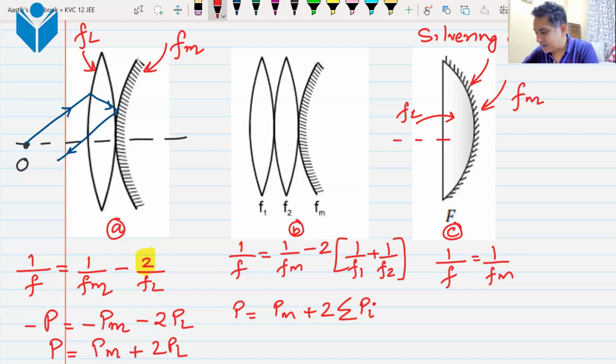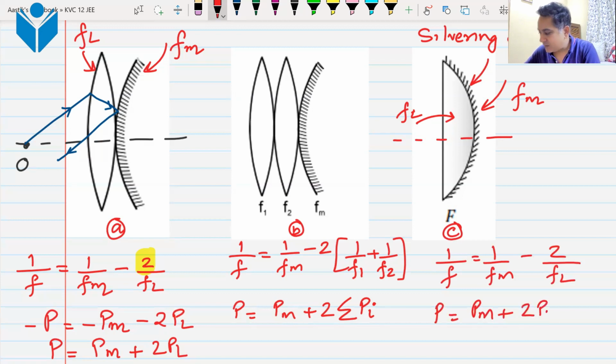See, there will be twice refraction from the lens, once while it is going inside, twice when it is coming back. So it will always be 2 times. So all the formulas are exactly the same. And this will again behave as a mirror. Do we understand this?